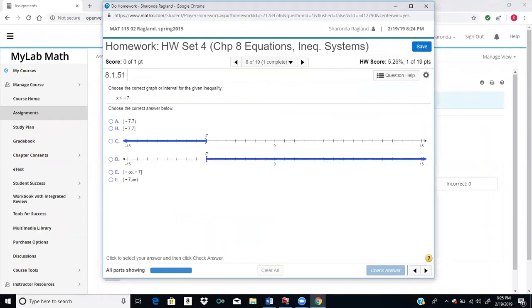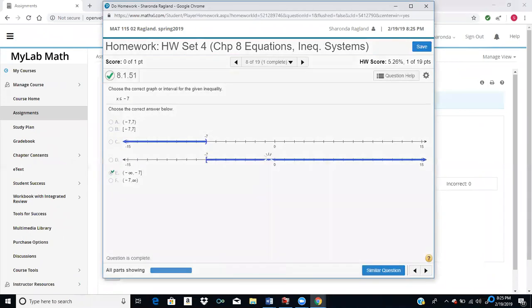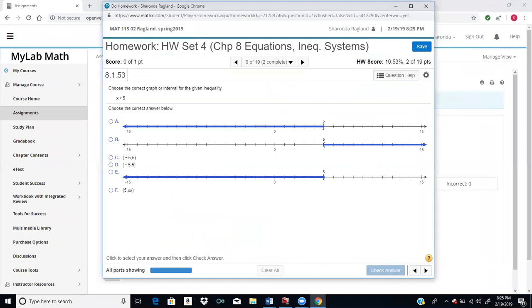And so you can click E and check. Good. All right, same thing with this one here, except we notice here that it's x less than 5, so it will be open. That will be open at 5 and going to the left. And so we can see this is the open bracket right here on E.